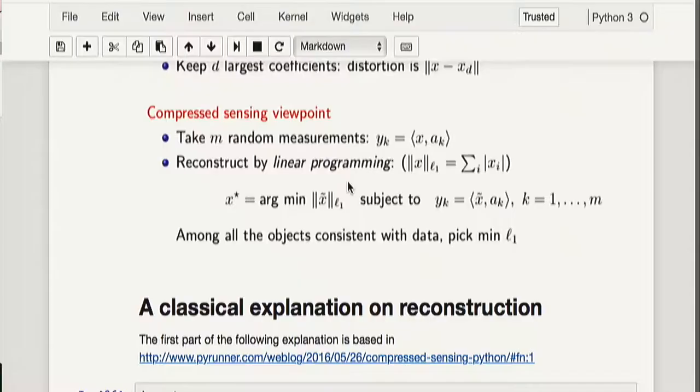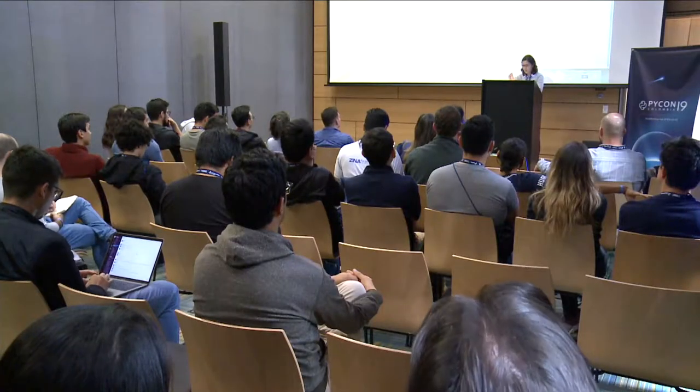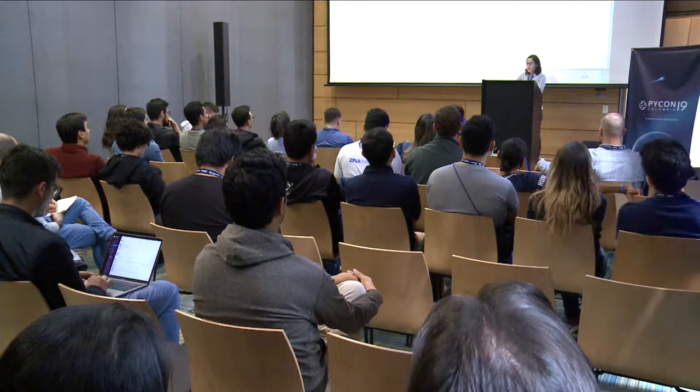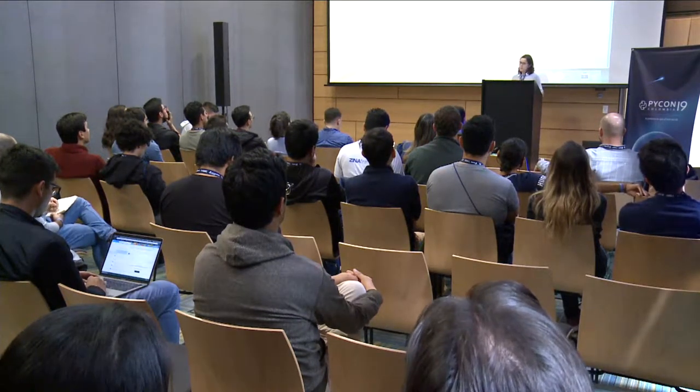Okay? That's the change. And when you do the reconstruction of the original signal, you can do it through linear programming. This means you can do it minimizing the L1 norm of the signal. Before, or with other techniques, usually what you do was to work with the L2 norm, and the L2 norm has some advantages and disadvantages. So in this case, using the L1 norm gives you actually many advantages in the reconstruction step of the signal. So I'm going to do a classical explanation of the reconstruction process.